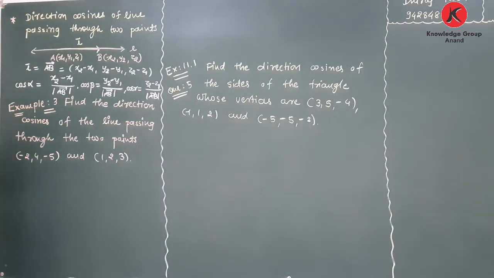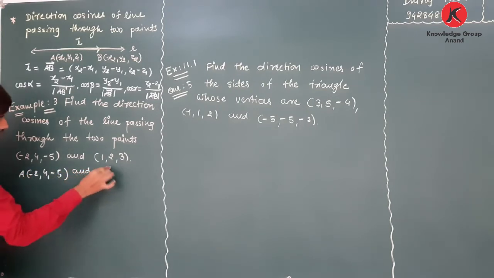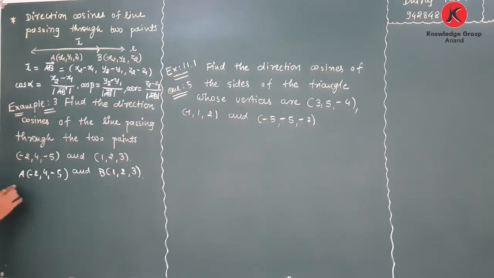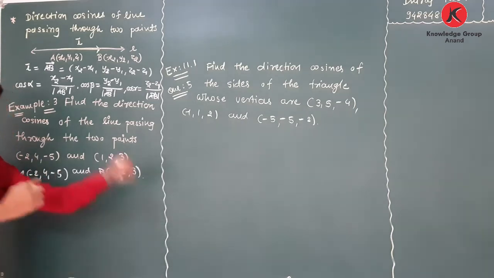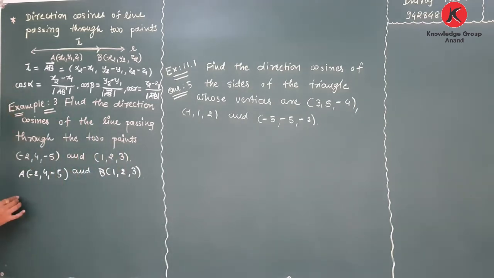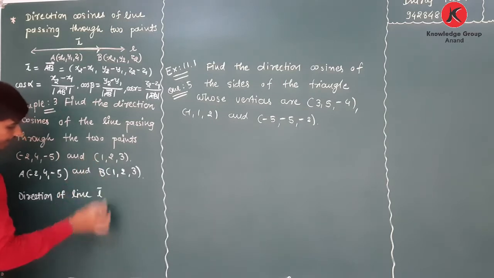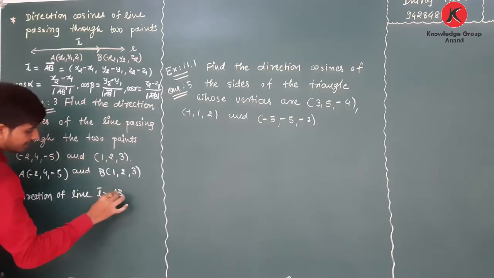Example number 3 is given here. Find the direction cosines of the line passing through the two points. The first point is A (minus 2, 4, minus 5) and the point B is (1, 2, 3). First of all, we have to obtain the direction of line L bar, which equals vector AB.